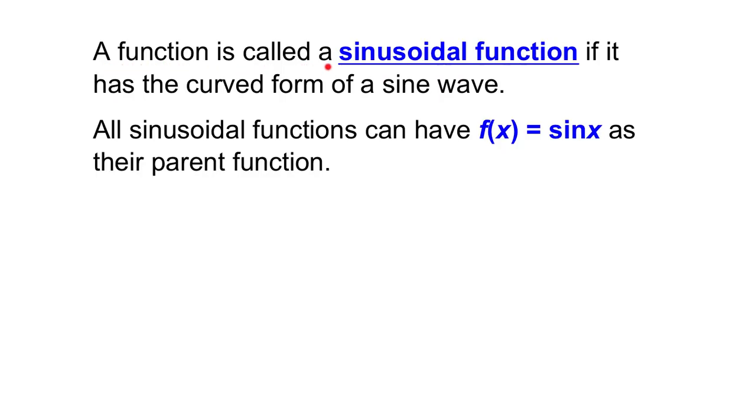A function is called a sinusoidal function if it has the curved form of a sine wave. That wave that we just looked at, where it goes up, down, up, down, the maximum and the minimum values never change, and the period is always constant. All sinusoidal functions can have f of x equals sine x as their parent function. So if you're looking at the graph, it'll have that wave form. And if you're looking at the equation, it will have sine in the equation. And that's how you'll know you're dealing with a sinusoidal function.